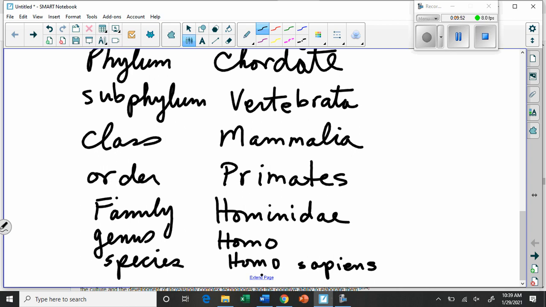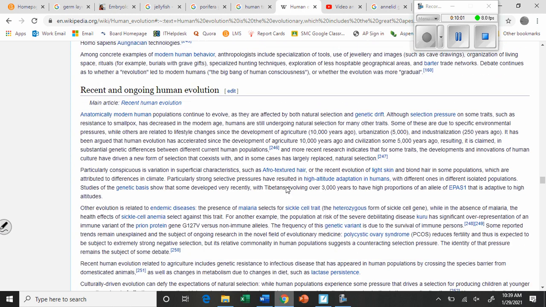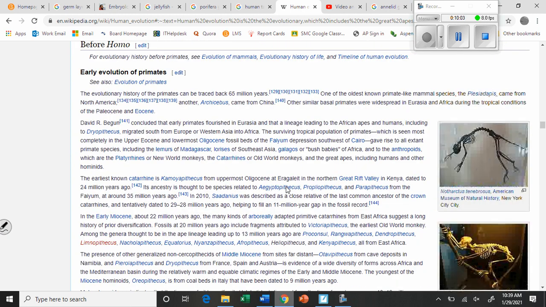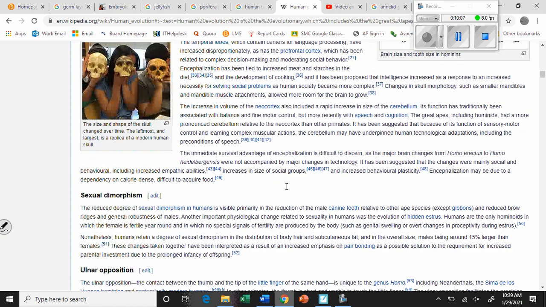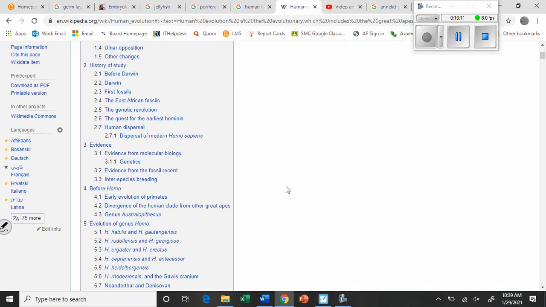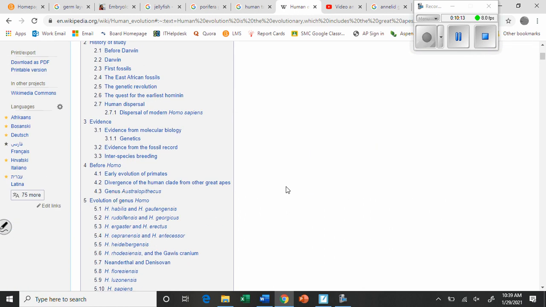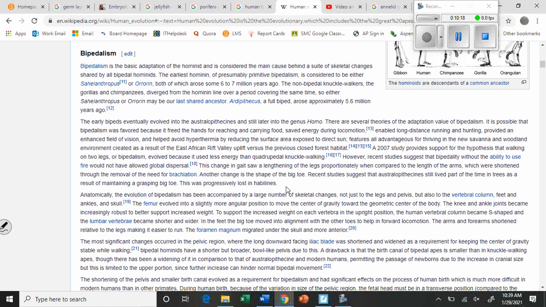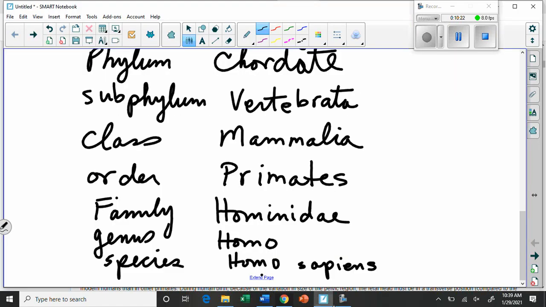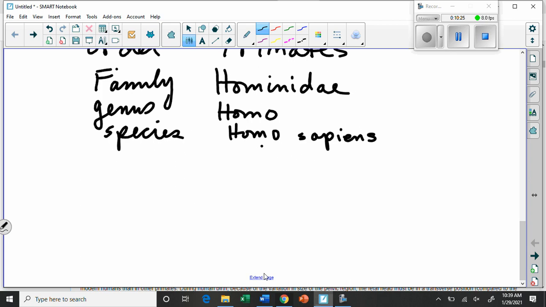Okay, so now what I want to do is briefly look at some pictures and diagrams and charts and give you some kind of understanding of human evolution beyond that. Okay, so if we look at this Wikipedia page on human evolution, I'm going to point out some of the important things from here. One of the key things that I'll go back to here, and we'll summarize as we go.